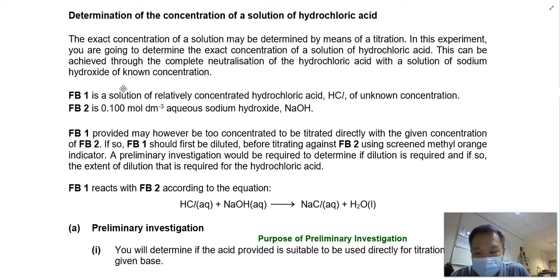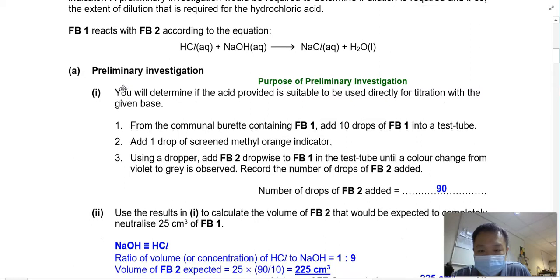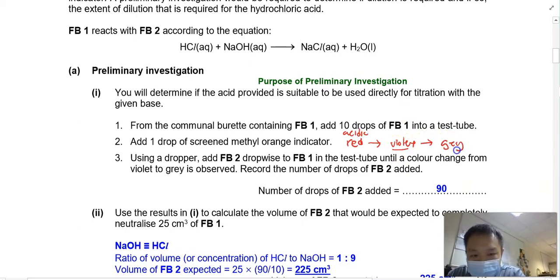Okay, so the preliminary investigation was done and discussed early on in the lab session. In this case, we add 10 drops of FB1 in the test tube, and then we use screened methyl orange indicator. A quick recap on the color change: red, then to violet. It is red when it's acidic. Violet is when it's just before the endpoint, and then gray is where it's at its endpoint. If you are past the endpoint, when you go to the basic region, the indicator turns green.